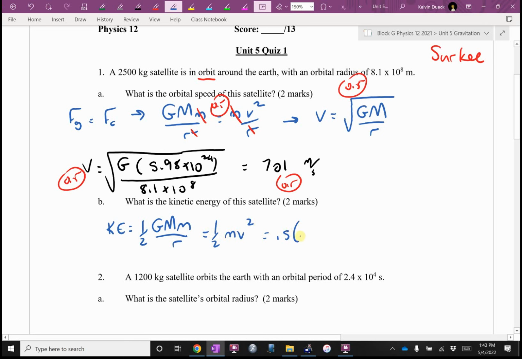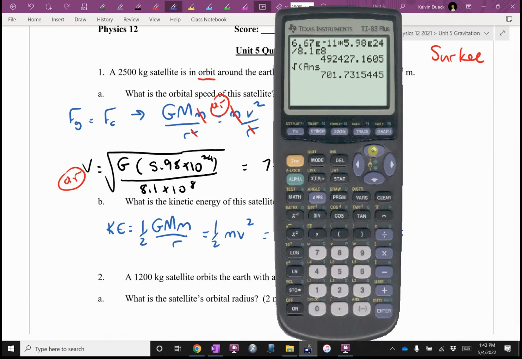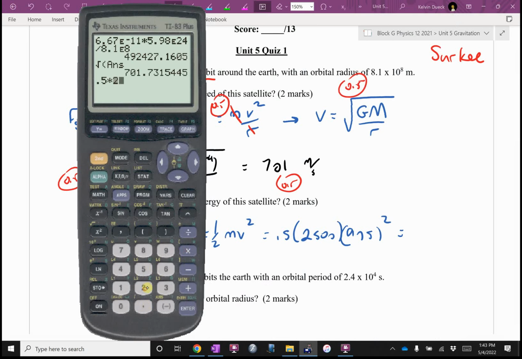It's going to be 0.5 little m, 2500, answer button squared. 0.5 times 2500 times answer button squared. And I get 6.16 times 10 to the, 1, 2, 3, 4, 5, 6, 7, 8. Is that right? Yeah, 6.16 times 10 to the 8th.